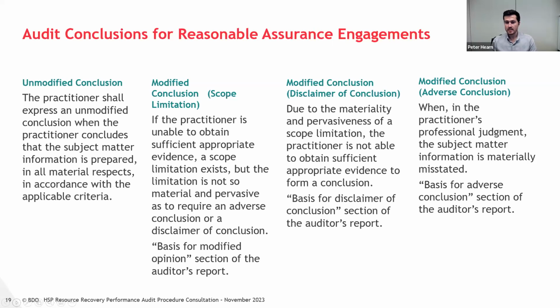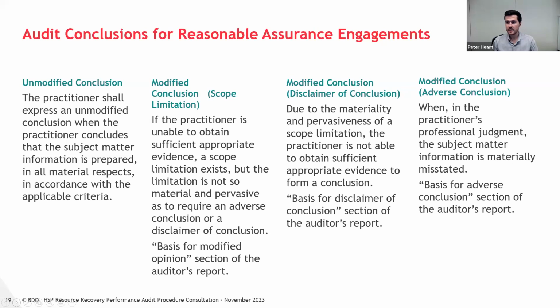The only way that this can work as just a scope limitation is if the limitations are not so material and pervasive that they would require one of the conclusions to the right. So if the auditor determines that the scope limitation is wider, is material, is pervasive, it's not restricted to specific areas, and they're not able to obtain sufficient evidence to form a conclusion, then this would be a disclaimer of conclusion.